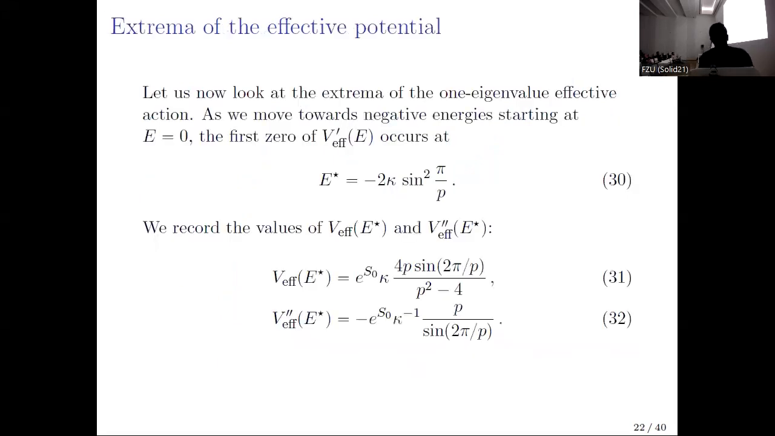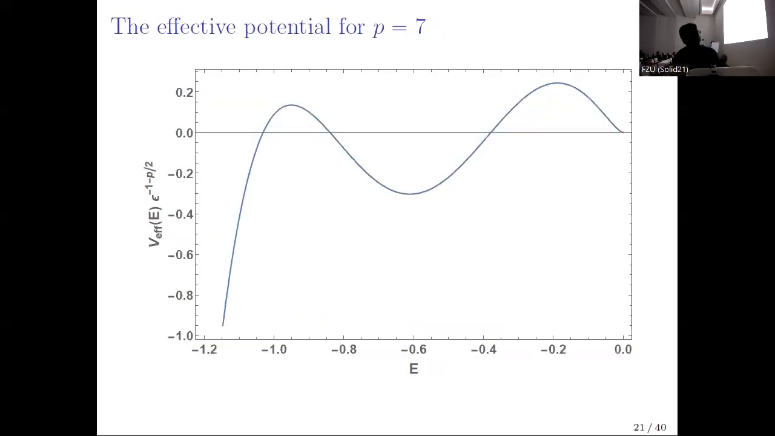Okay, so this is the effective potential. And it's now very simple. You look at the extrema, the first one. So let's just focus on this first one. As you move towards the negative energy, find where this first extremum is.